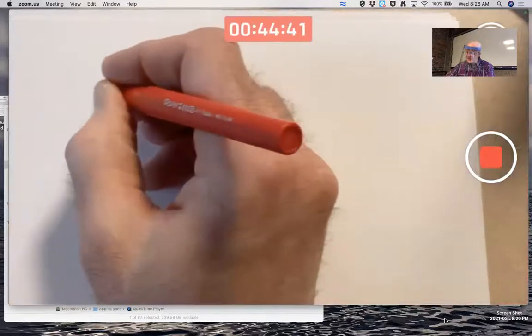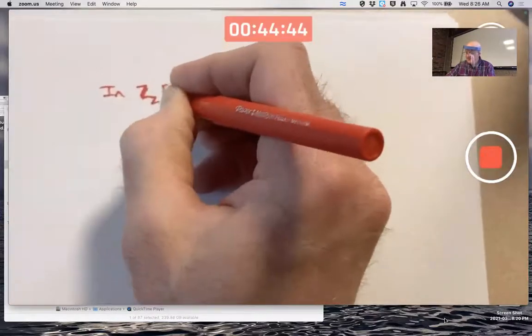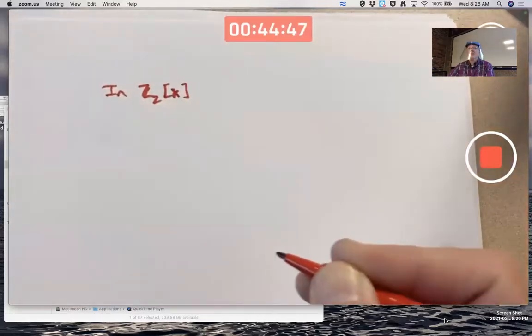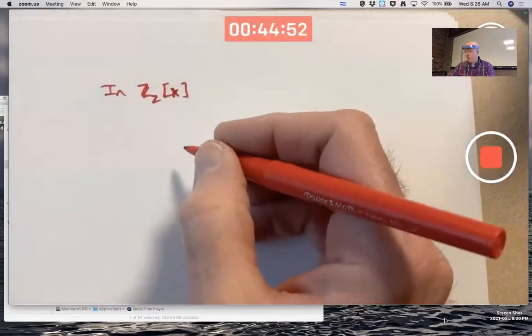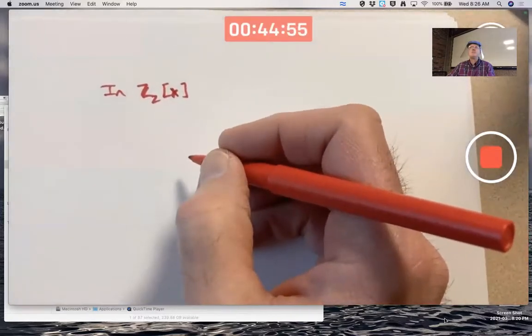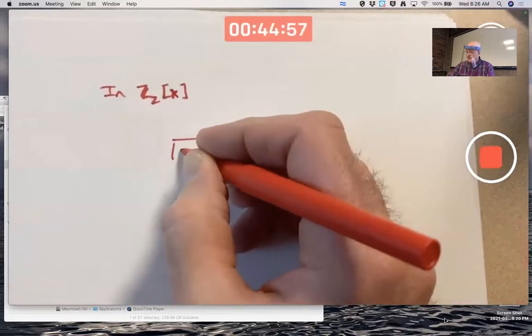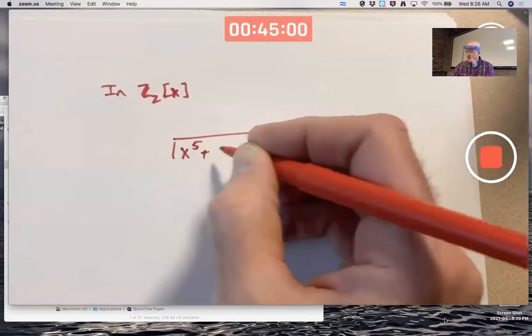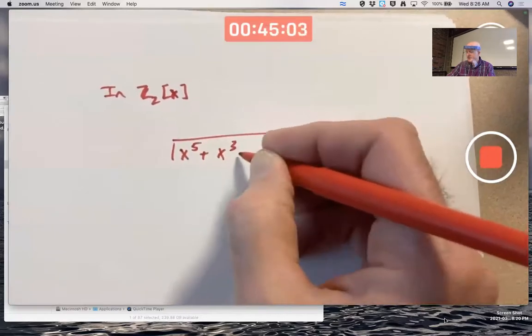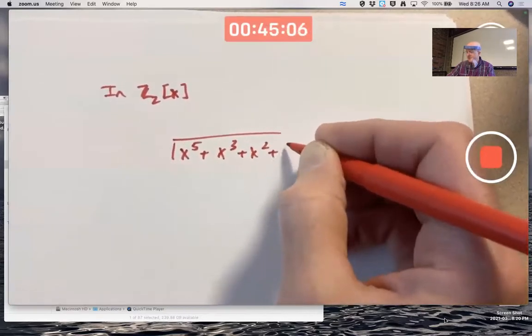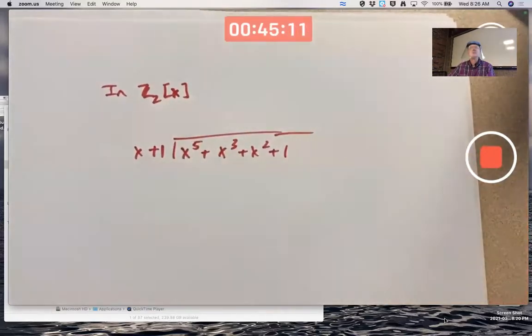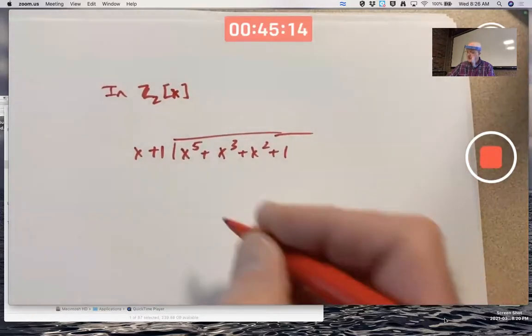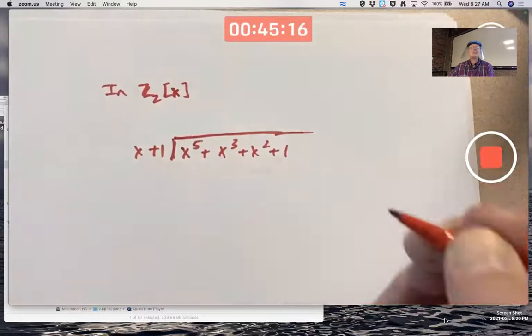What if we wanted to divide? So we're still working in Z2x. What if we wanted to divide a couple polynomials? Say I wanted to divide x to the 5th plus x cubed plus x squared plus 1 by x plus 1. Long division here. What kind of quotient and what kind of remainder might I get?